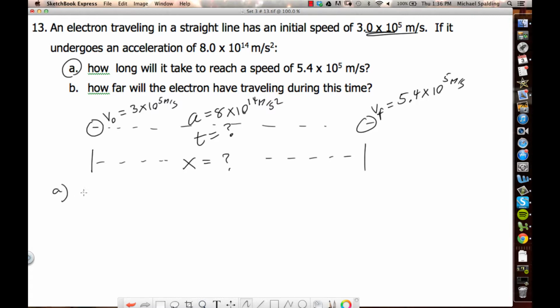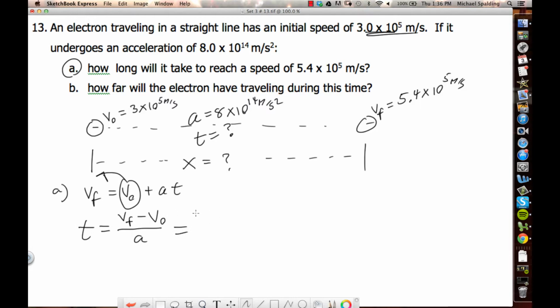So for part A, you can just go V final equals V initial plus AT, and then rearrange this for t. So doing the algebra, I'm going to take V initial, move it over. So then that gives you V final minus V initial, and then divide both sides by A. So when you do the algebra, this is what you get.